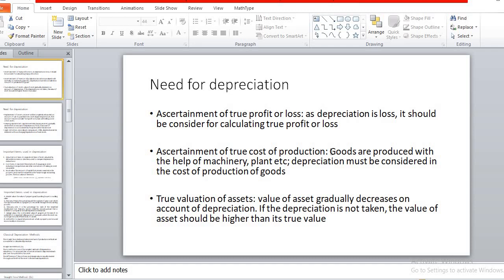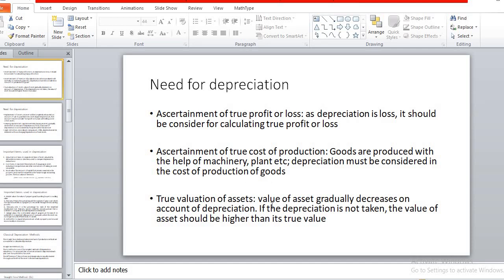True cost of production: as we discussed earlier, suppose for 1000 products, after 1000 products we record the purchase of a machine. That machine cost also we should consider, or we should distribute it among the 1000 product cost. So depreciation also helps find the true cost of production. Goods are produced with the help of machinery and plants, so depreciation must be considered in the cost of production of the goods.